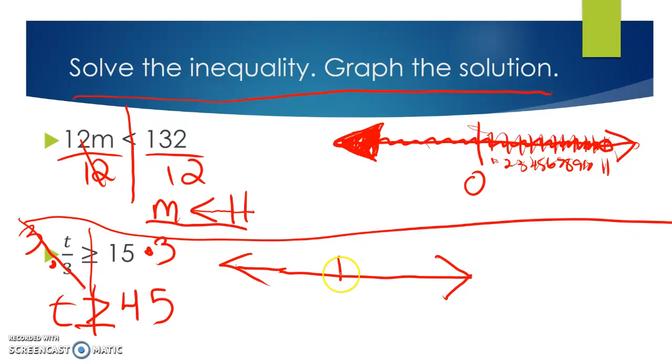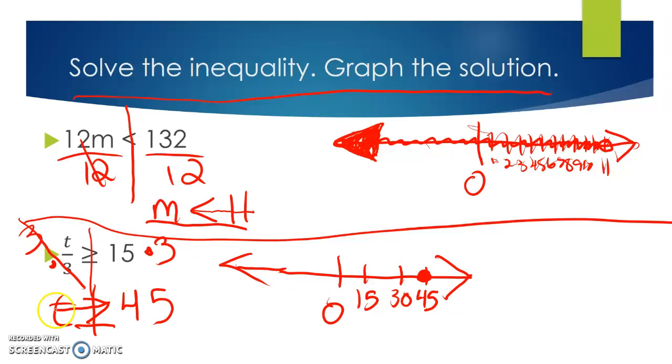So we draw our number line. We're going to say 0. And I'm going to go by increments of 15 because I don't want to draw 45 little markers on there. That's a lot. This is a greater than or equal to sign, so is it going to be an open or closed circle? Hopefully you all said closed. Closed circle because of that equal sign. It's every number that's greater than 45.